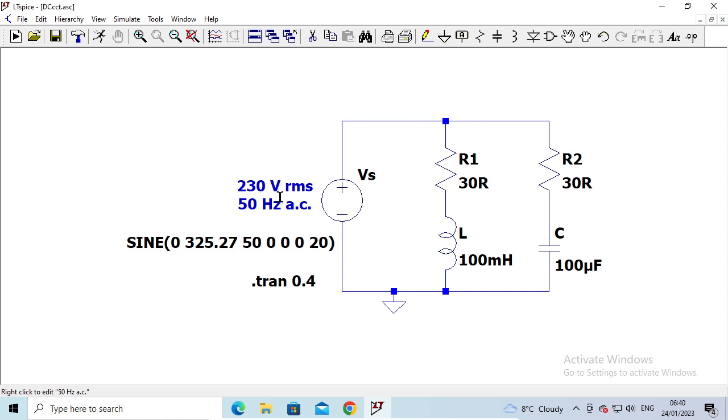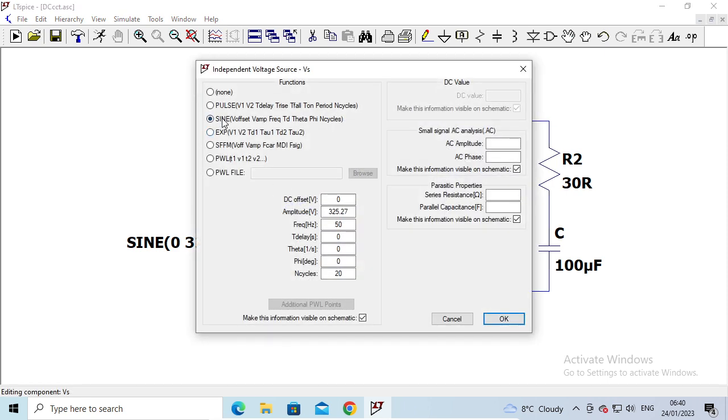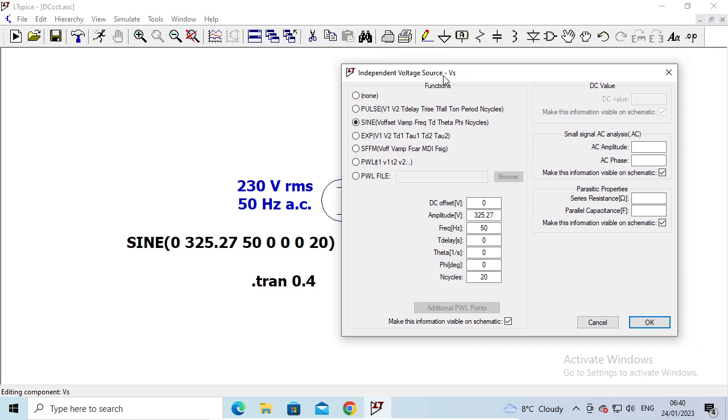So there's actually a much bigger swing in voltage between the top and the bottom, and we'll see that in the simulation results here. Just to show you how I configured that voltage source, I've selected the sine option, and you can see that I've set the amplitude here to be 325.27. It's not a coincidence that I've chosen this value. 230 volts RMS at 50 hertz is exactly the amplitude and frequency of the electrical power in Ireland.